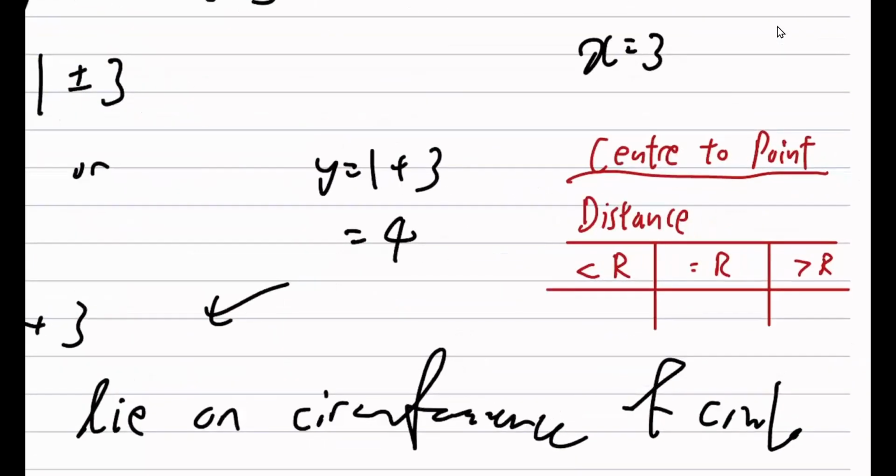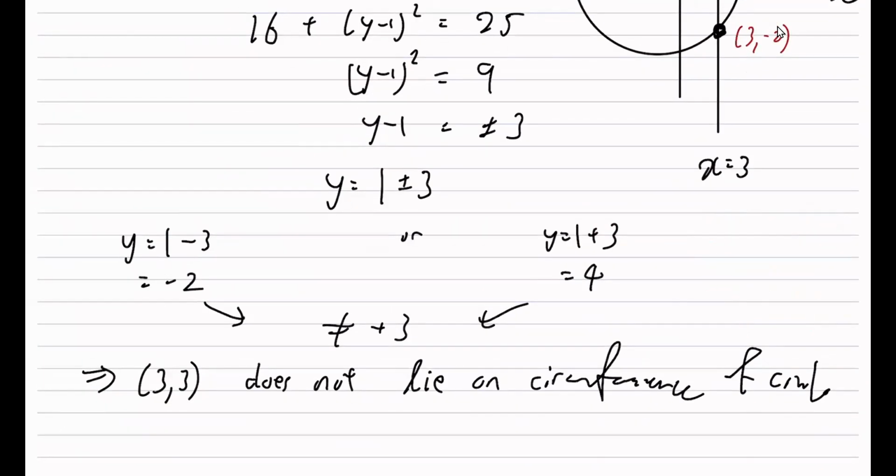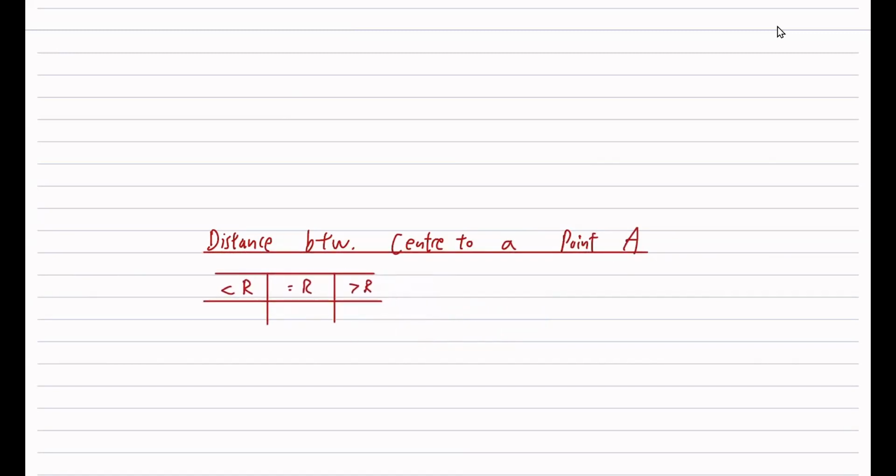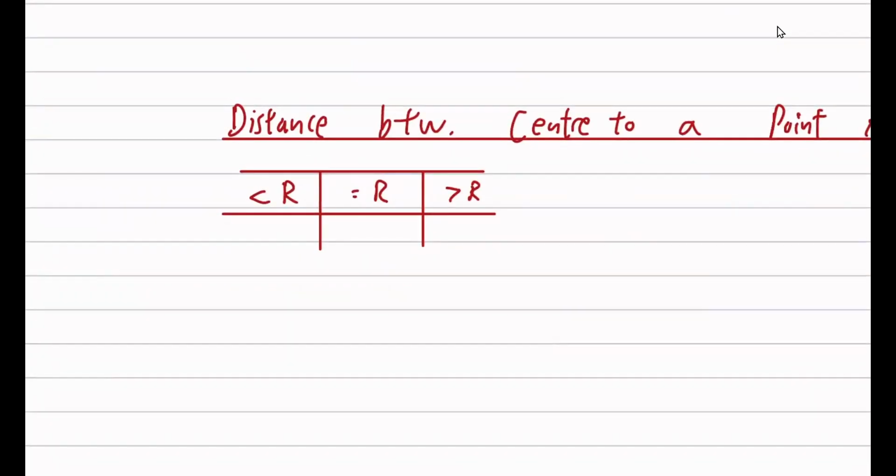Maybe I should write it at the bottom, because this is quite important. You will need to know this trick. The distance between the center and a specific point A: if it's less than R, equals R, or more than R, we have 3 conclusions. Less than R means that it will be inside the circle. Equals R means on the circumference of the circle.